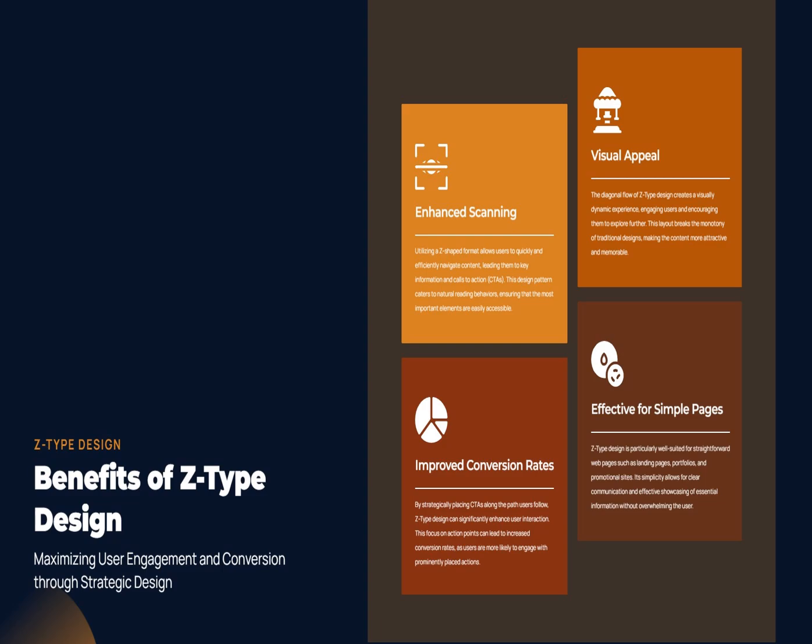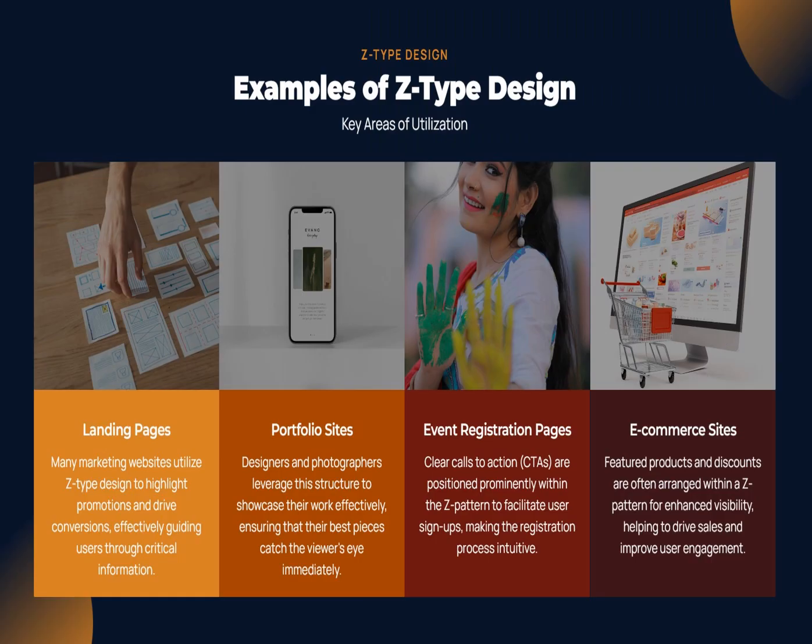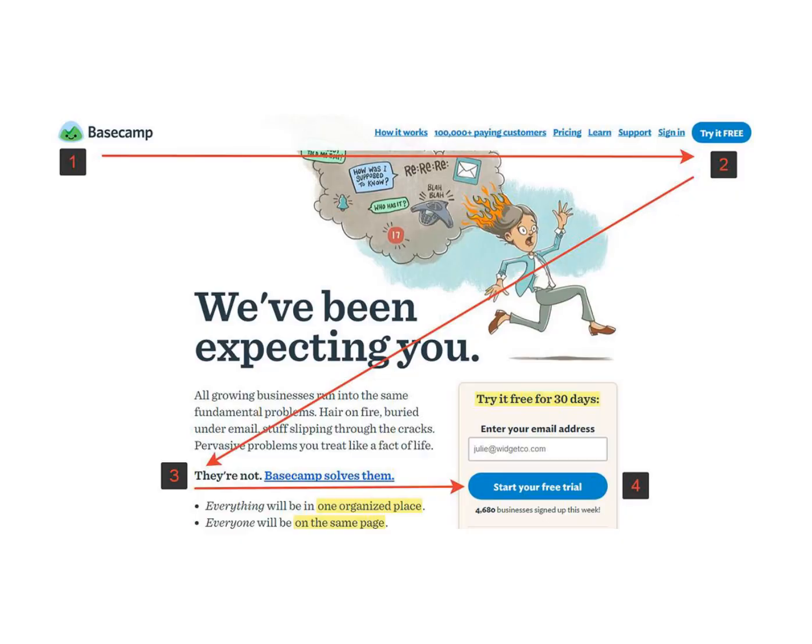Now, let us take an example of the Z-type design. On a home page, users typically start by reading the headline, scanning across the top section for the features, then moving downward to explore more detailed sections such as services or price, and engaging with the call to action button at the bottom of the page.